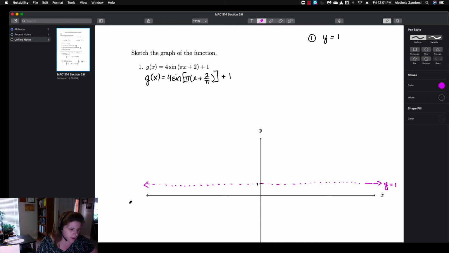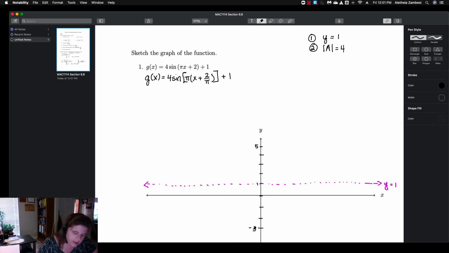Okay, so our next part is our amplitude. And our amplitude is 4. So we are going up and down 4 units here. So 2, 3, 4, and 5, that's what we get to. 0, -1, -2, -3 is where we go in the bottom.